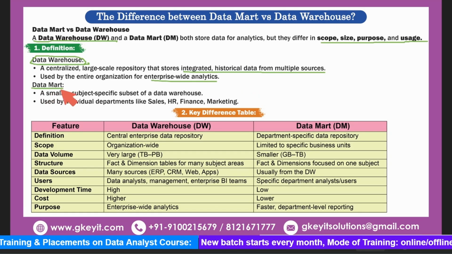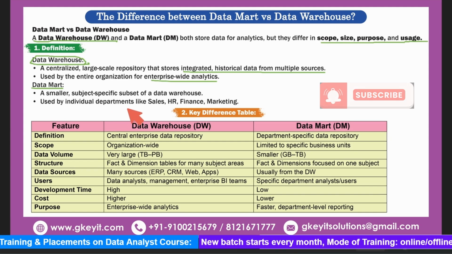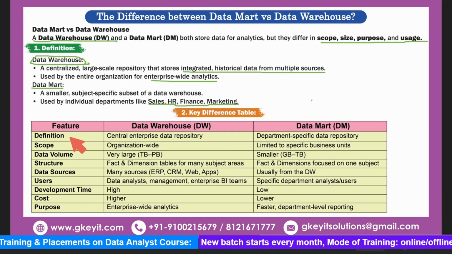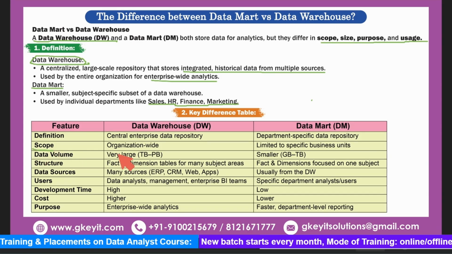Coming to the data mart, it is a small, subject-specific subset of the data warehouse used by individual departments like sales, HR, finance and marketing. Coming to the key differences, there are different features available. The definition of a data warehouse is a centralized enterprise data repository, whereas a data mart is a department-specific data repository. And then scope: for a data warehouse it is organization-wide, whereas a data mart is limited to a specific business unit.